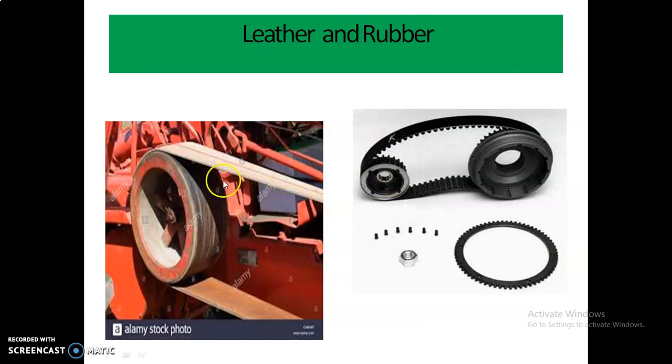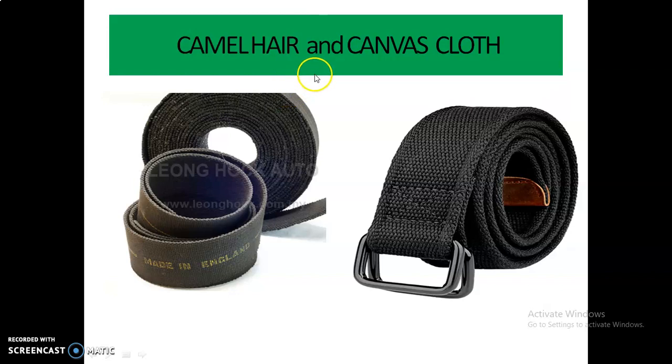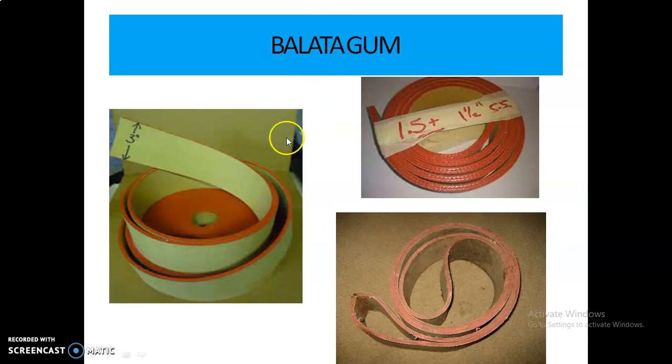This is a leather belt, a rubber belt and camel hair. This is camel hair and canvas cloth. Generally this canvas cloth we use on lorries. This is canvas cloth and this one is camel hair. These are the balata gum belt materials.